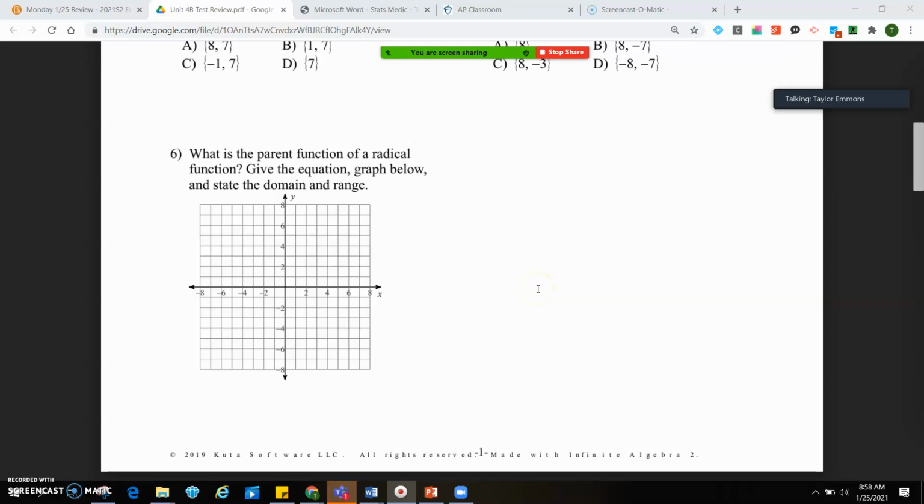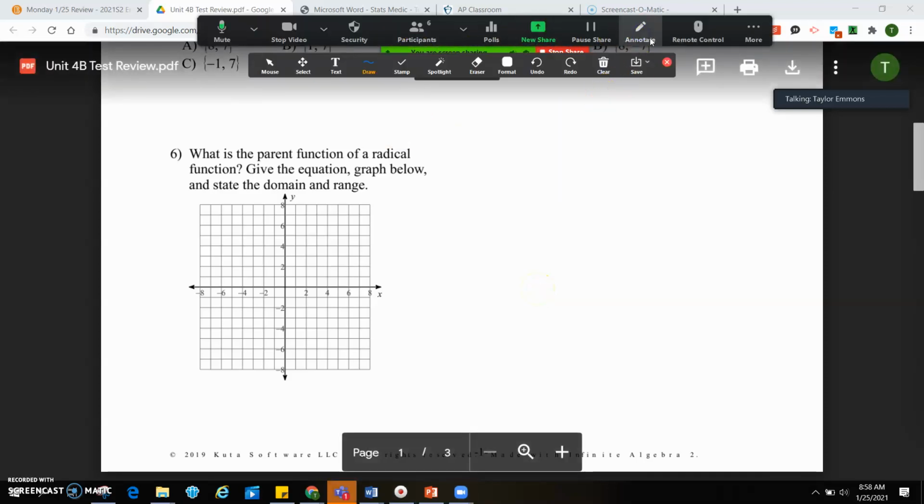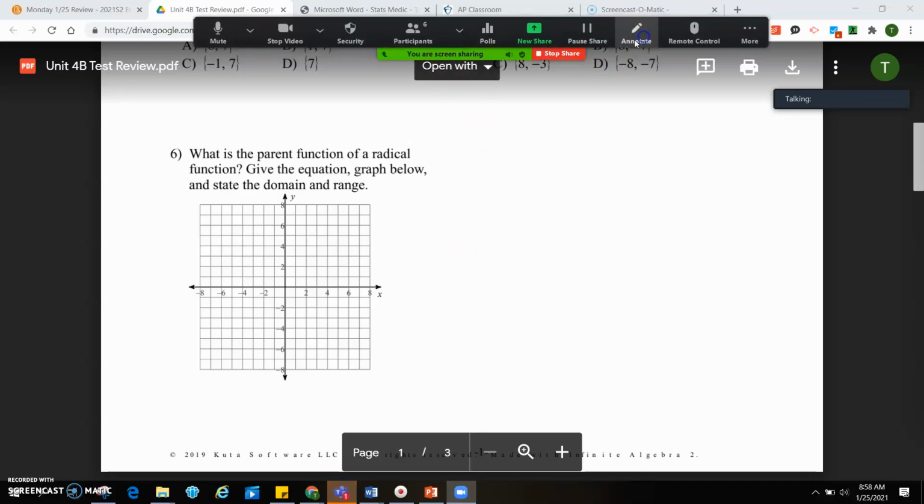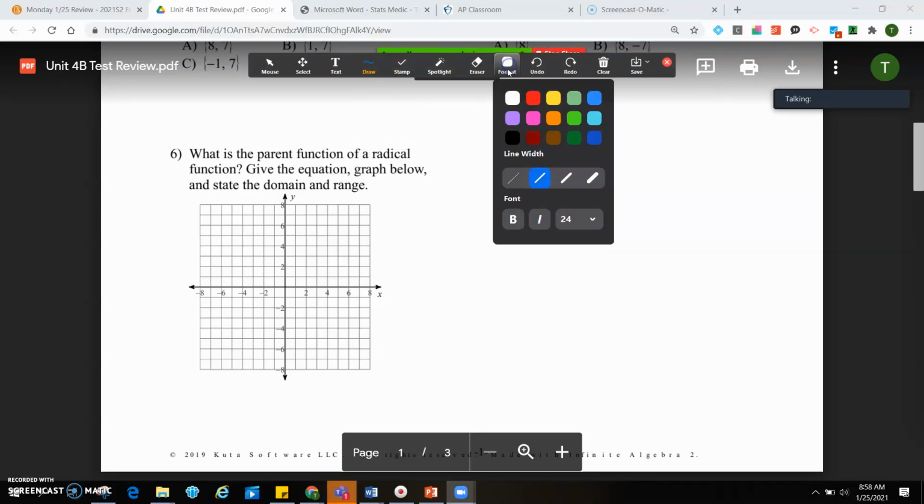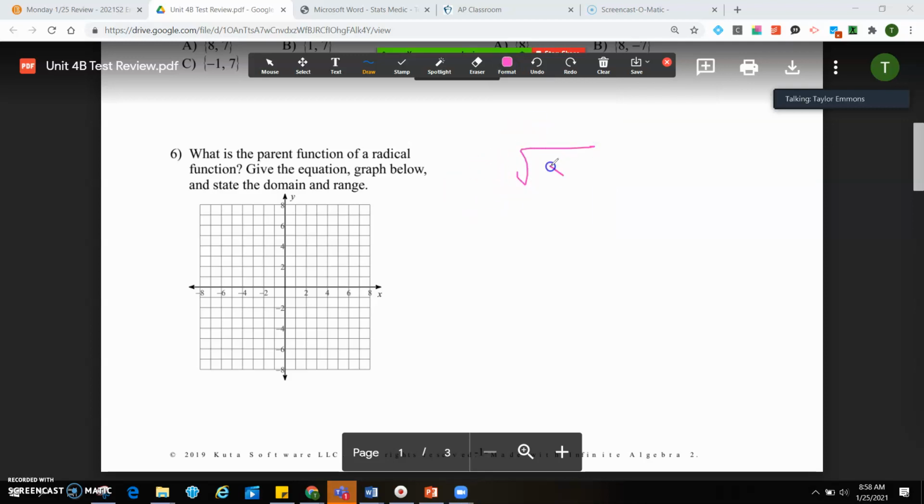Parent functions. You've got two different types of parent functions. The first one you've got is the square root of x, and that one's going to look like this. You're starting at 0, 0, and then you're going off to the right. So for my domain for this guy, you're going to start here, which is 0, 0, and you're going to go from 0 to positive infinity. My range is talking about my y values. So you're starting from your lowest y, which is 0, and going to positive infinity.